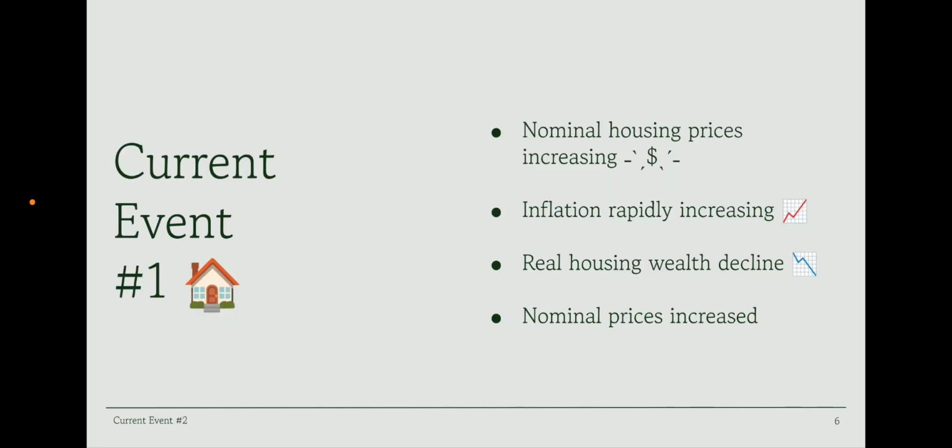Now, to bring up a current event that we are seeing: nominal house pricing, which again means a sticker price for a house, continues to rise. And at the same time, inflation has risen very fast, generally faster than housing has increased. So while the price tags on houses are going up, the real housing wealth is probably going down. In other words, to make it simpler, homes look more expensive, but the value in real terms, not the nominal value, is actually going down.